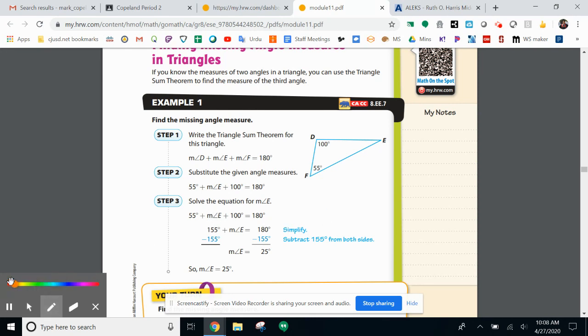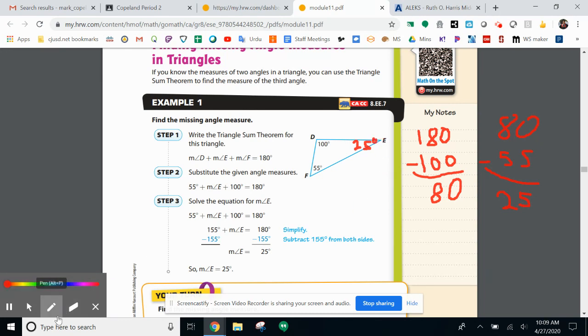So I have 180 minus, first we'll do 100. And that'll be 80. Now I'll do 80 minus 55. And that'll be 25, which is the angle measurement that they got as well. And for ours, it'd be this angle in here, 25 degrees.